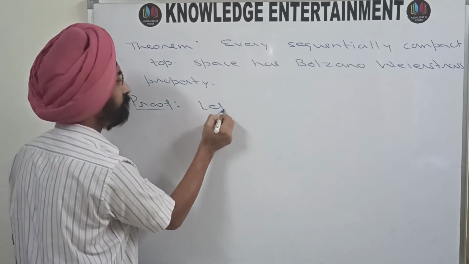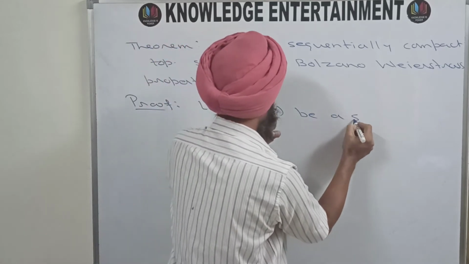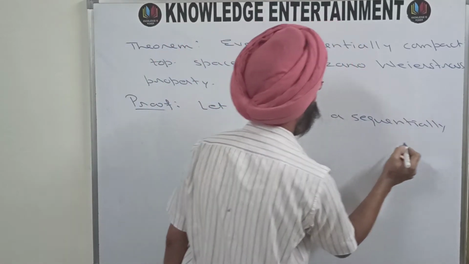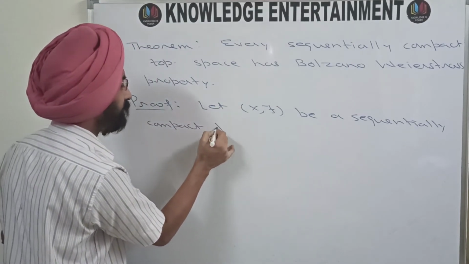Let X, tau be a sequentially compact topological space.